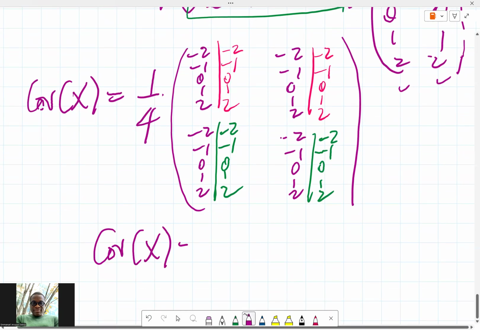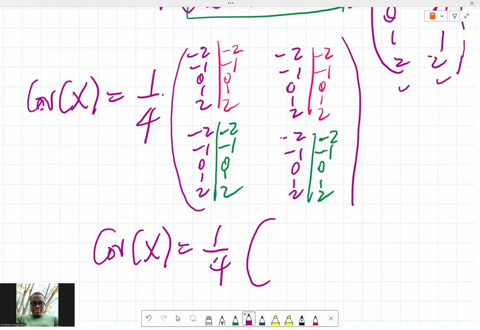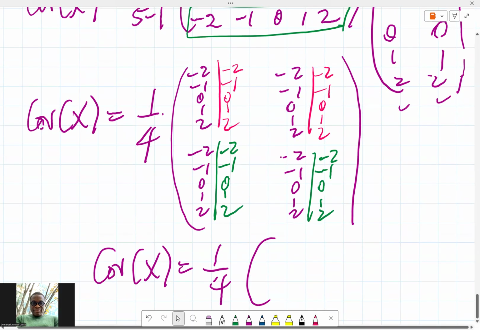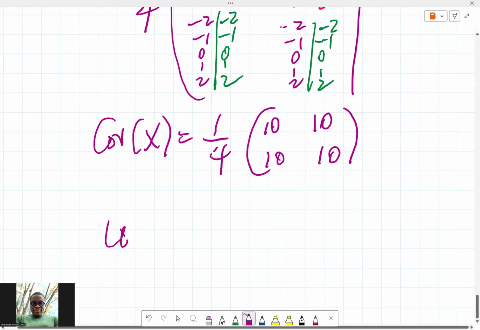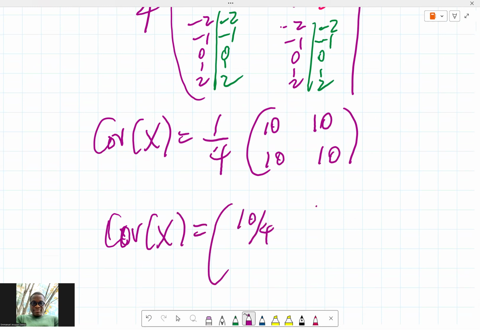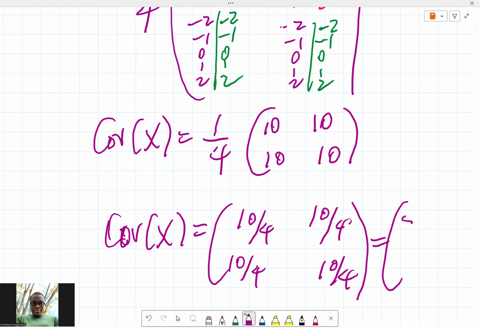So the covariance of X is now 1 over 4 times: -2 times -2 is 4, -1 times -1 is 1, so 4 plus 1 is 5. 0 times 0 is 0. 1 times 1 is 1, so 5 plus 1 is 6. 2 times 2 is 4 again, so each one is 10. So we have 10, 10, 10, 10 all the way. Then the covariance of X is 10 over 4 in every entry, which means each will just be 5 over 2, which is 2.5. But I like working with fractions.